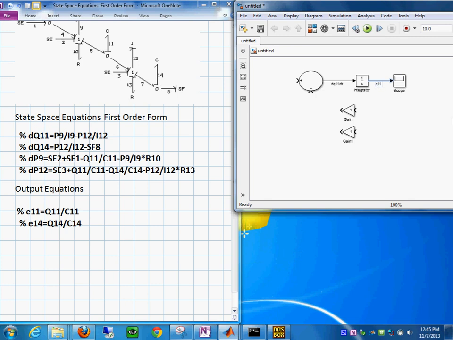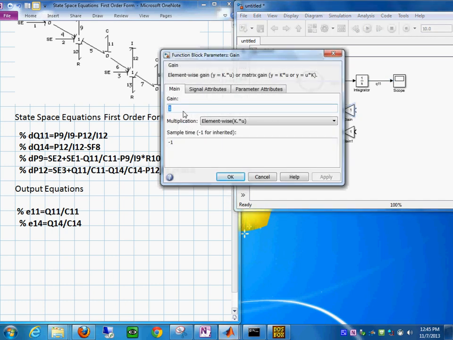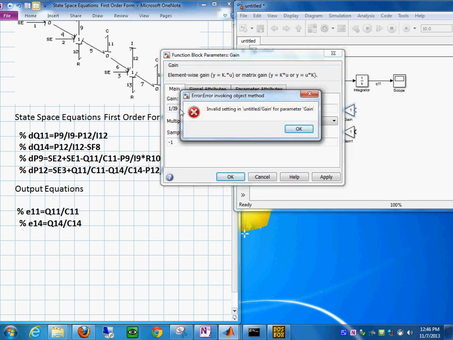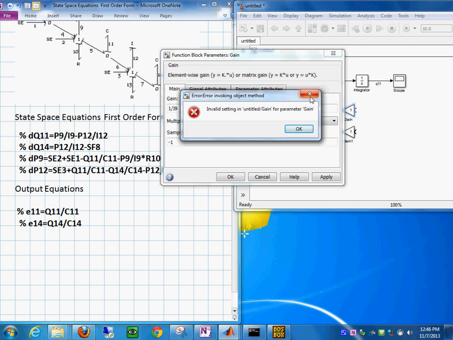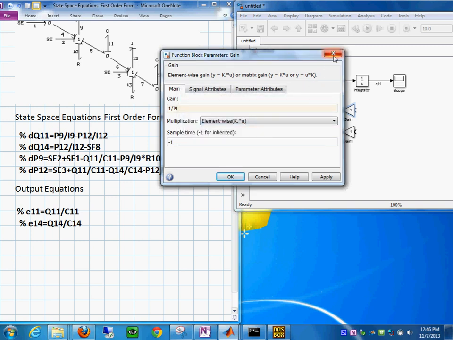Yeah? And in here, this term is 1 over I sub 9 P sub 9. And the other one is 1 over I sub 12 P sub 12. So I'm just going to put it here, 1 over I sub 9 right there. What happened? Did I set an invalid setting? Why is that? Let's try again. And this 1 over I sub 9. This should be okay.